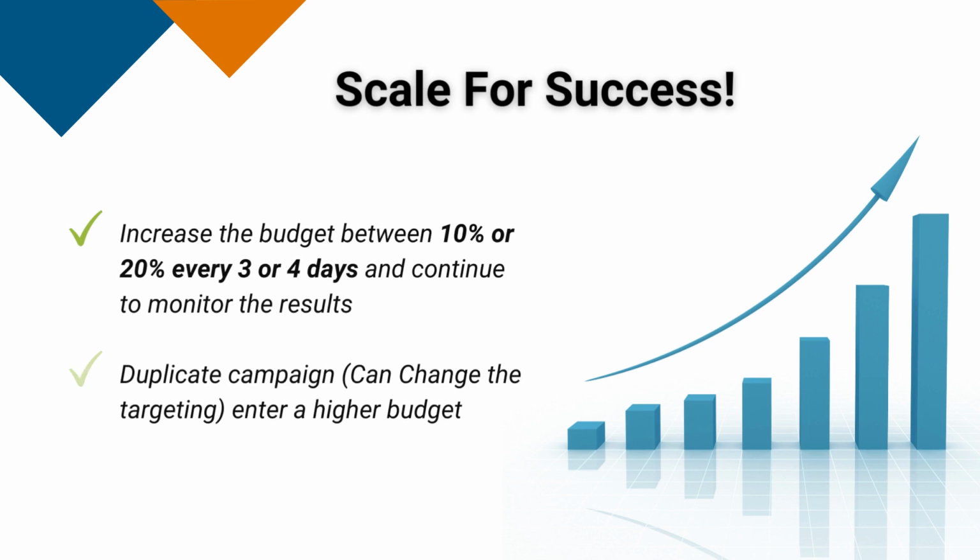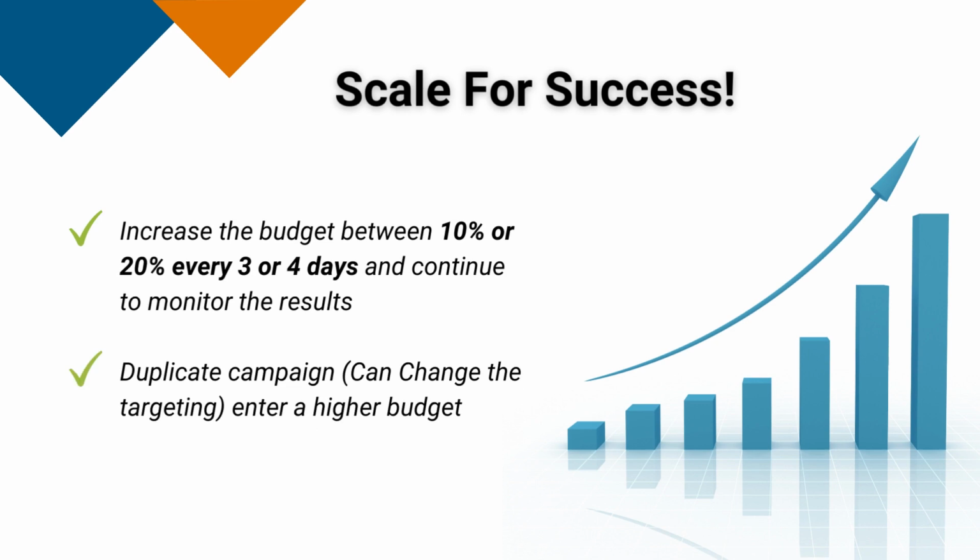Also, to mention what I do with winners for scaling: I usually just increase the budget by 10 or 20% every 3 or 4 days, and then from there I continue to monitor the results. If I increase the budget and notice the results start decreasing, I decrease the budget and scale it back. Another way I do it is I duplicate the campaign level, delete the ad sets that didn't work, change the targeting, and then enter a higher budget. So pretty much doing horizontal and vertical scaling.